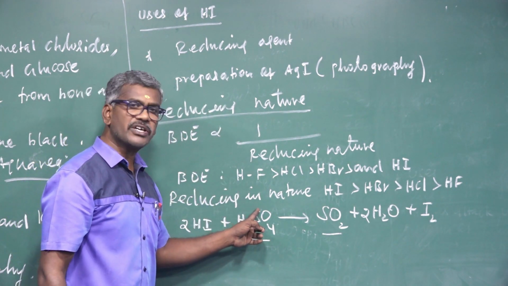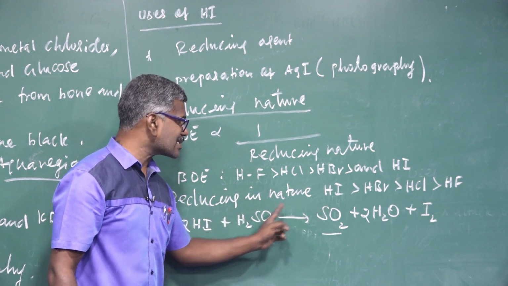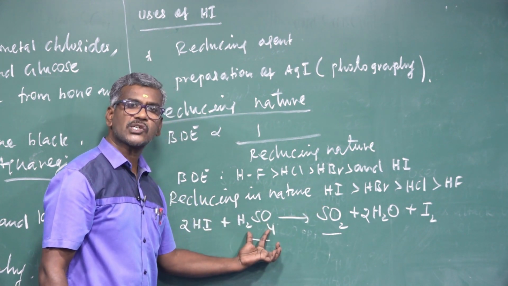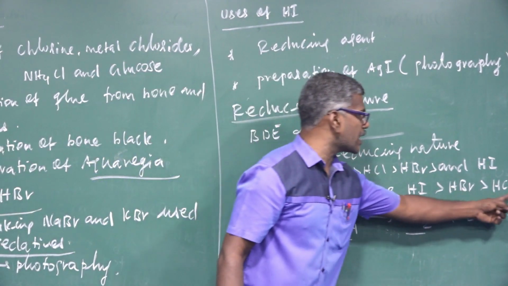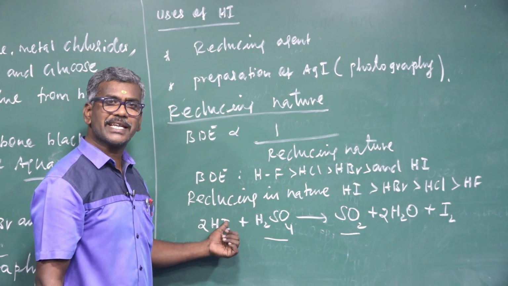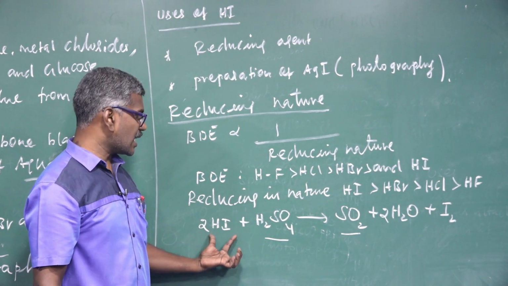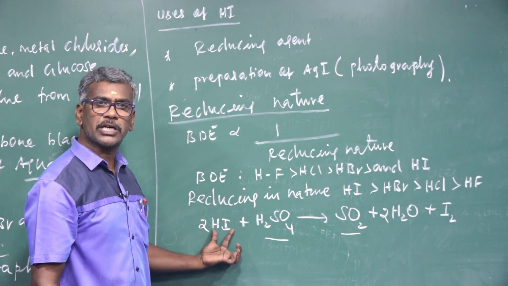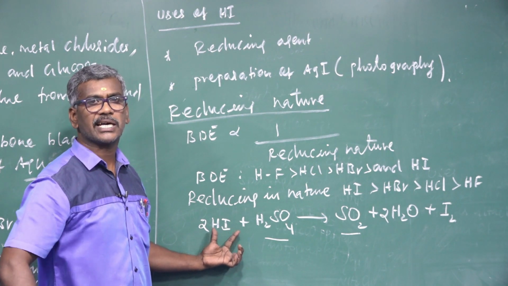Here, sulfur exhibits the plus 6 oxidation state, and this is the plus 4 oxidation state. Oxidation state decreases, so reduction. This acts as an oxidizing agent. Here iodide is -1, here 0. Oxidation state increases. Increase means oxidation. This acts as a reducing agent. Among hydrogen halides, this is a very important property of HI. It acts as a powerful reducing agent. These are the general characters.